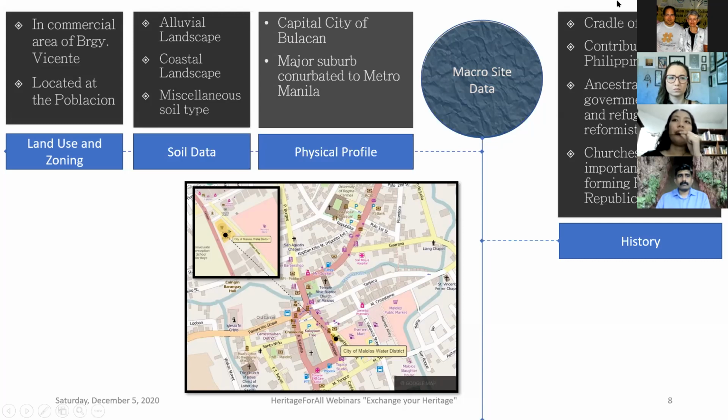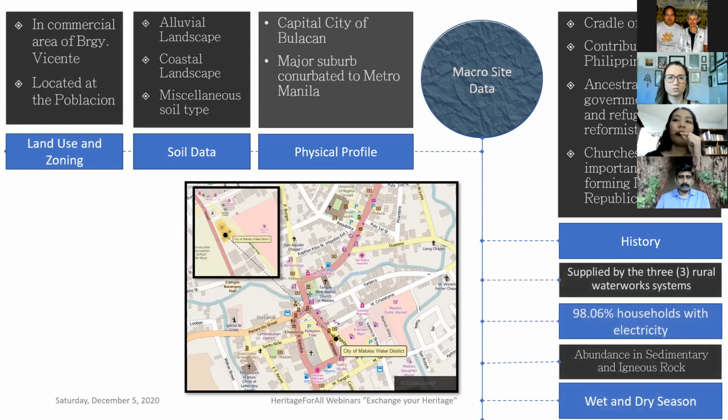And so this is the history of Malolos. Malolos is the cradle of democracy. The reason why we have a republic is because of Malolos. Malolos has a great contribution to Philippine history, with ancestral homes serving as government offices and refuge of the reformists. Churches played an important role in forming the Philippine Republic. And so these are the basic information about Bulacan in general.